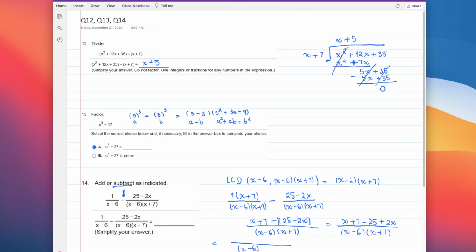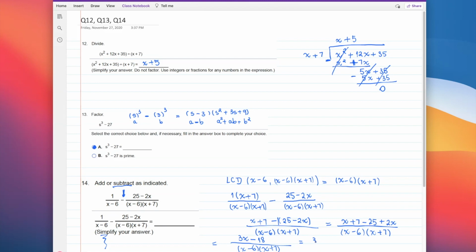Keeping the same denominator. Then x plus 2x is 3x. Combine like terms. 7 minus 25 is -18. I see that I can factor this because they ask me to simplify my answer. I cannot give the answer like that because this can be factored. Then I found the greatest common factor between 3x and -18, that's the number 3.